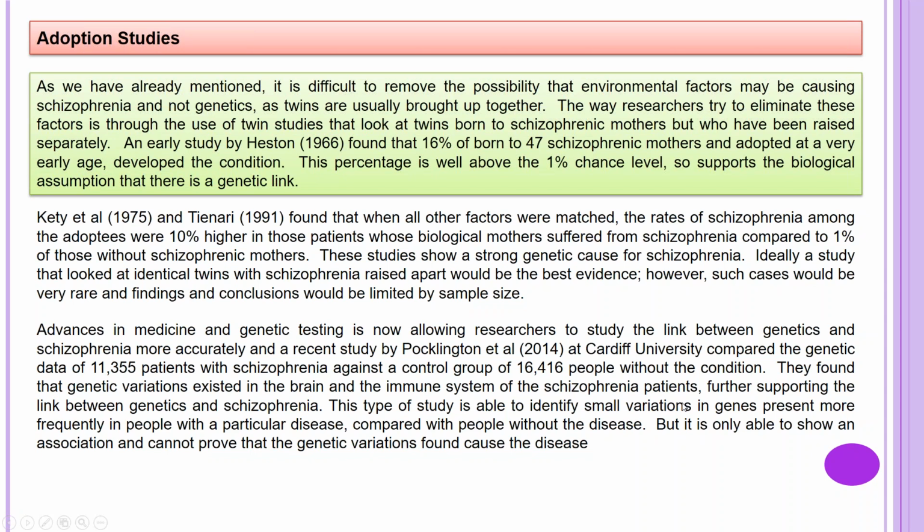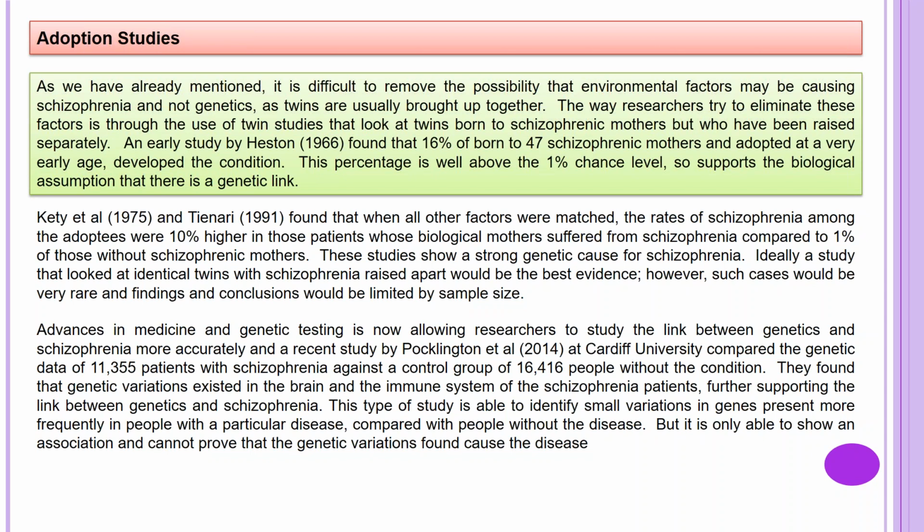Adoption studies. As we have already mentioned, it is difficult to remove the possibility that environmental factors may be causing schizophrenia and not genetics, as twins are usually brought up together. The way researchers try to eliminate these factors is through the use of studies that look at twins born to schizophrenic mothers but who have been raised separately. An early study by Heston in 1966 found that 16% of children born to 47 schizophrenic mothers and adopted at a very early age developed the condition. This percentage is well above 1%, so supports the biological assumption there is a genetic link.